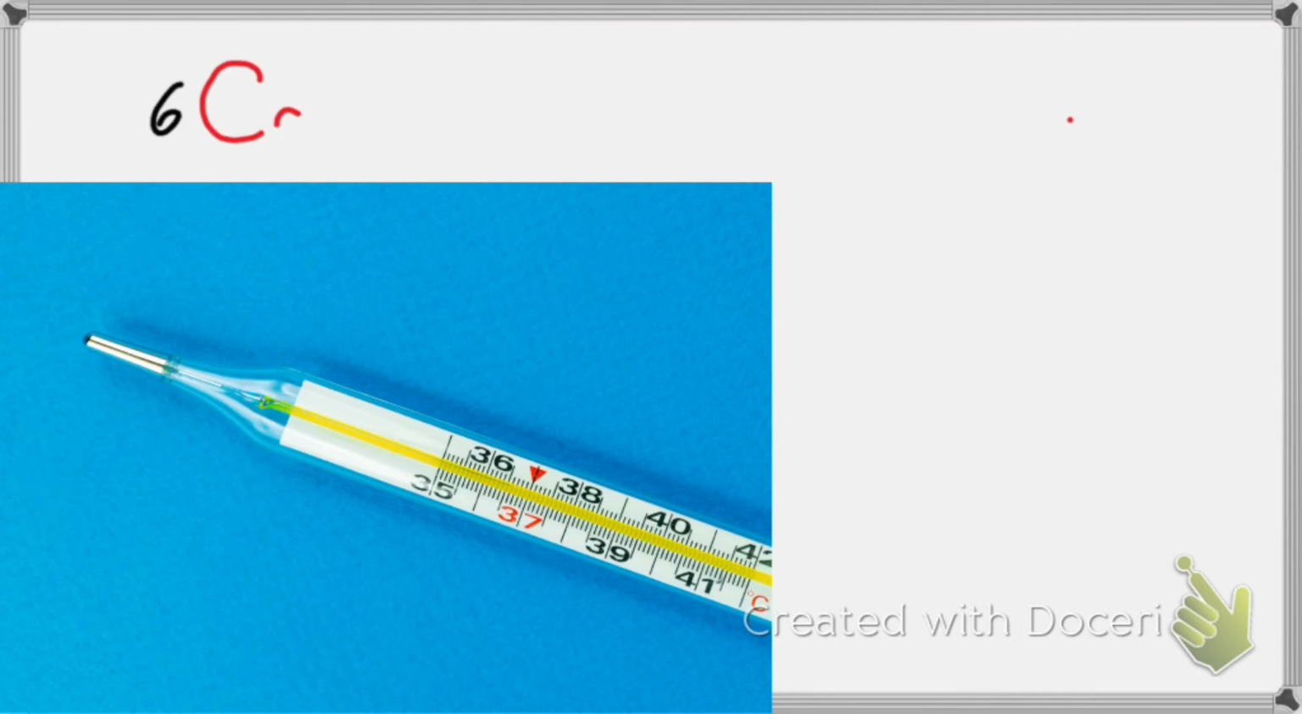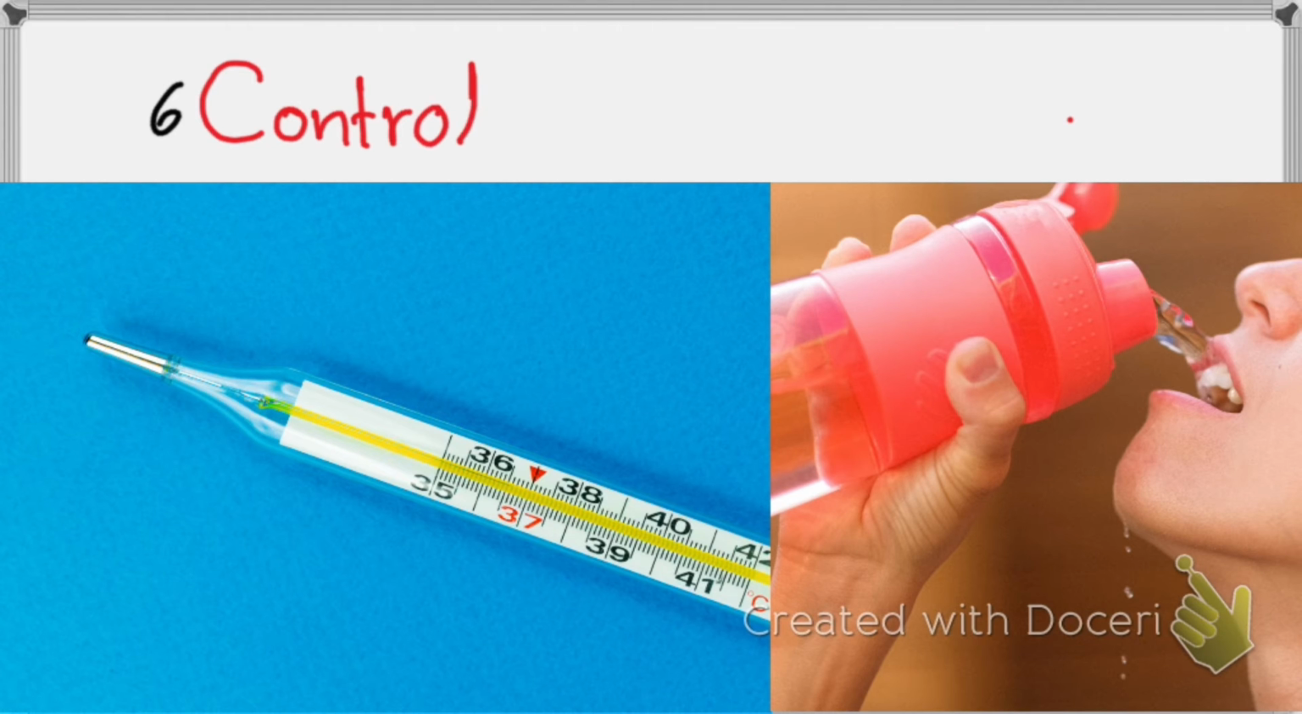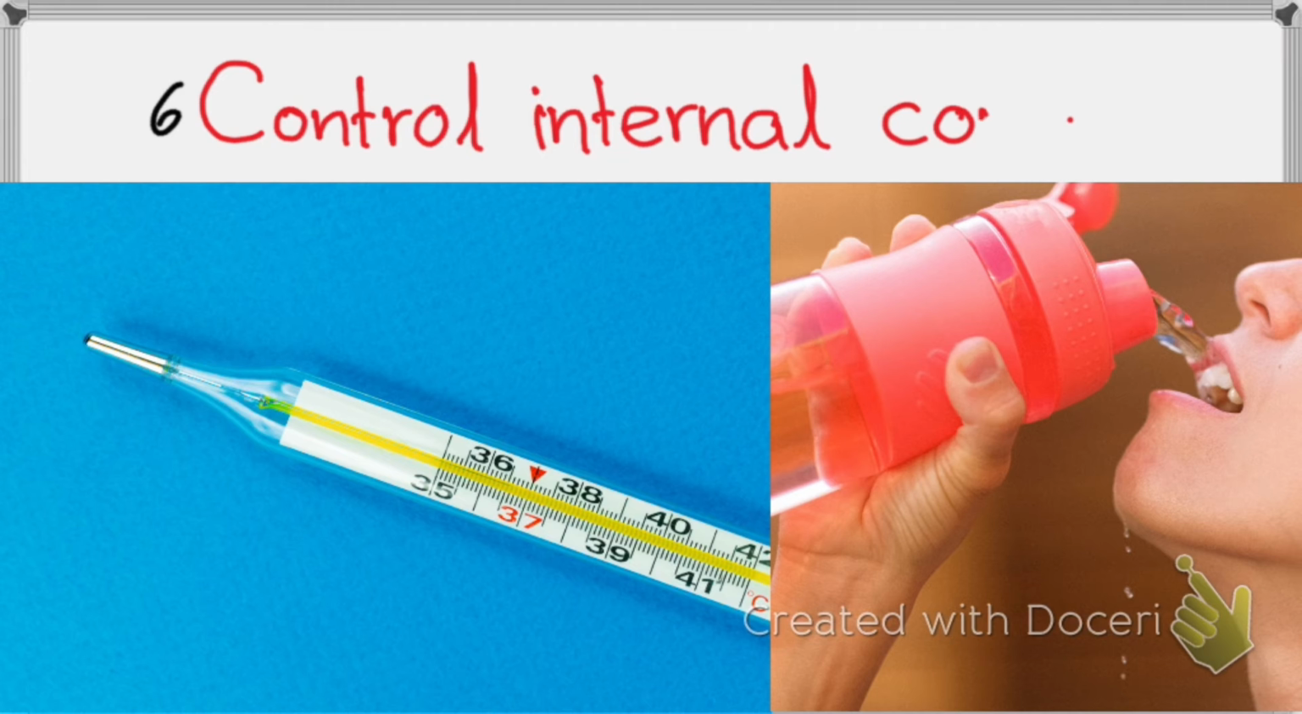Then the next feature is that these organisms can control their internal conditions. For example, they can control their body temperature, and also they can control the water amount in our body. There are mechanisms to control them, so they maintain their internal conditions, so there is a controlling mechanism.